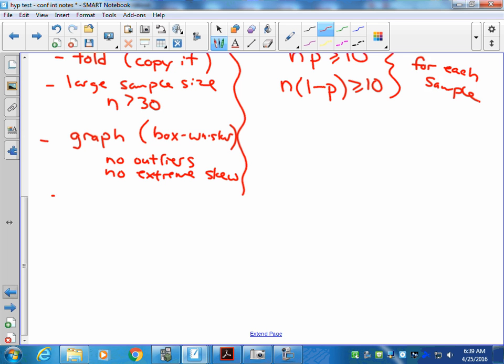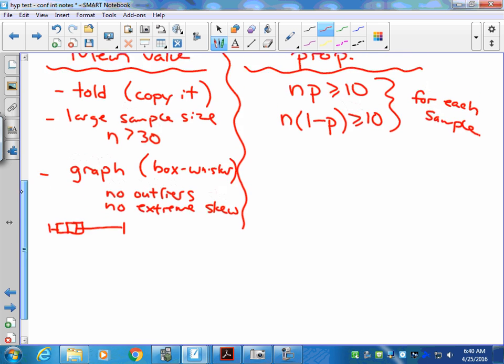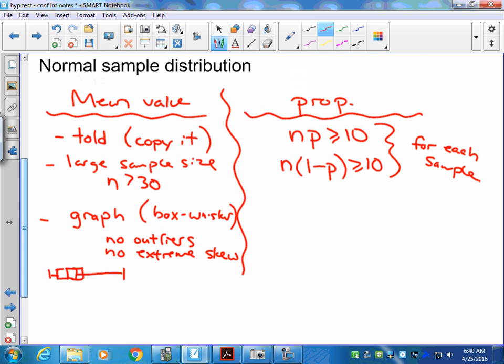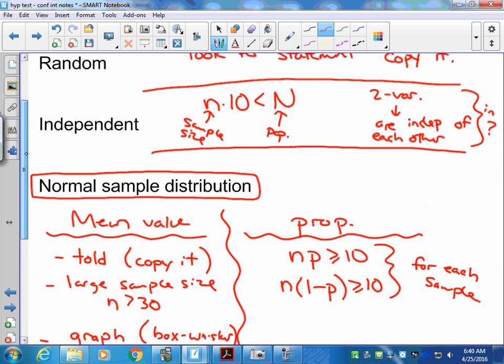When we're talking about extreme skew, we're looking at a box and whisker that would look something like this. And this might even have a couple outliers. So extreme skew means that it's almost an outlier, just not quite. Okay, so that's the hard part. If it's a mean value problem, you got to do a little bit more to prove that you have a normal sampling distribution. Remember, put that statement in when you finished verifying that assumption. Proportional problems for each sample, you just run this calculation and it takes care of itself.